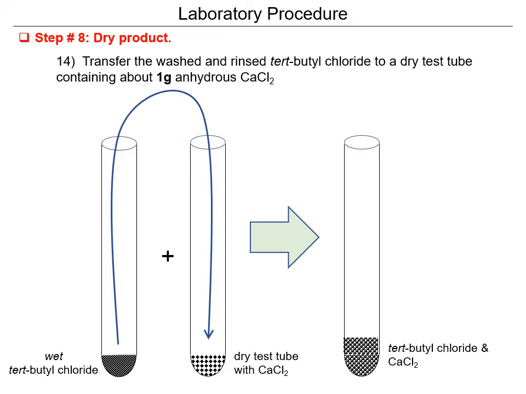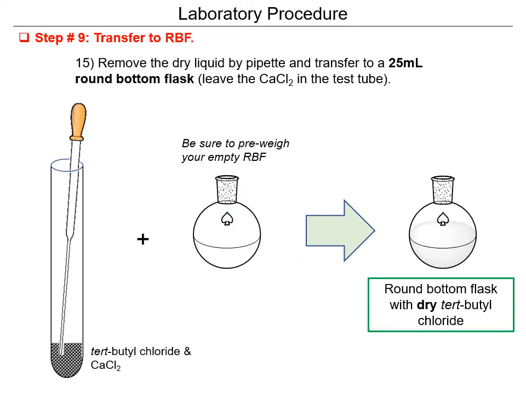Once you have finished washing your product, transfer the tert butyl chloride to a dry test tube containing about 1 gram of anhydrous calcium chloride. The calcium chloride will act as a drying agent. Swirl your product in calcium chloride in the test tube for a few seconds. Then, remove the dry liquid via pipette and transfer it to a 25 milliliter round bottom flask. By the end of it, you should have nothing but dry, impure tert butyl chloride in your round bottom flask.